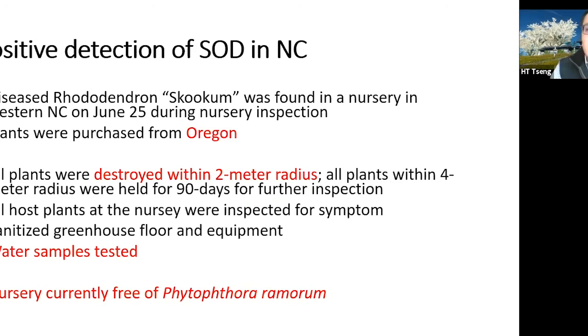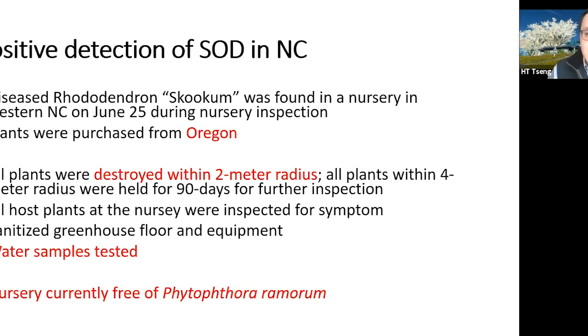Well, they were planning to use this plant material as starting material. So they brought in one variety for each rhododendron, one plant for each rhododendron. So it's a relatively small amount, but still they brought in this pathogen along with it. So we followed USDA protocol and destroyed all the plants that were within the 2-meter radius.